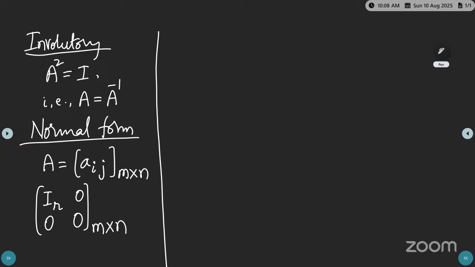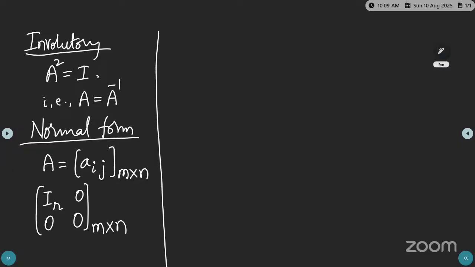Where I_R is, what is I_R? Identity matrix of order R by R. Where I_R is the identity matrix of order R by R.